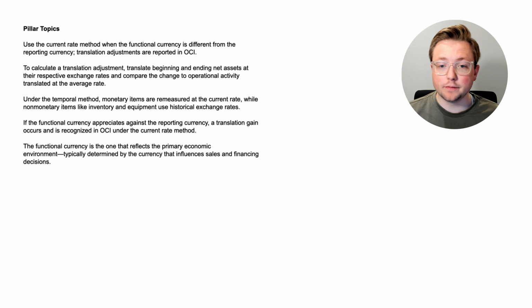Use the current rate method when the functional currency is different from the reporting currency. Translation adjustments are reported in OCI. To calculate a translation adjustment, translate beginning and ending net assets at their respective exchange rates and compare the change to operational activity translated at the average rate. Under the temporal method, so that's different than the current rate method, monetary items are remeasured at the current rate, while non-monetary items like inventory and equipment use historical exchange rates. If the functional currency appreciates against the reporting currency, a translation gain occurs and it's recognized in OCI under the current rate method. The functional currency is the one that reflects the primary economic environment, typically determined by the currency that influences sales and financing decisions.